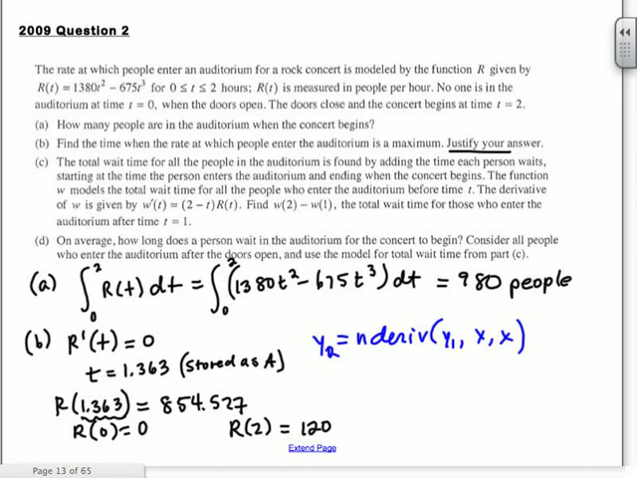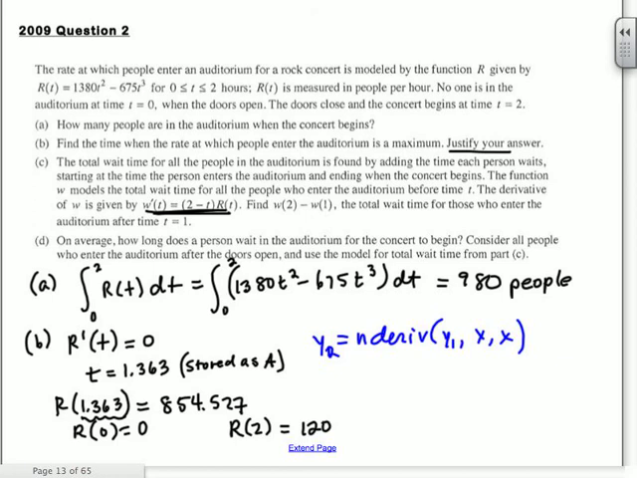Okay, so part C: the total wait time for all people in the auditorium is found by adding the time each person waits, starting at the time the person enters the auditorium and ending when the concert begins. So they're talking about the total wait time for all the people. So adding up, if Roshni waited 2 hours and Rachel only waited 45 minutes, adding those together for the total. The function W models the total wait time for all people who enter the auditorium before time t. The derivative of W is given. Find W(2) minus W(1), which is the total wait time for those who enter after 1 hour.